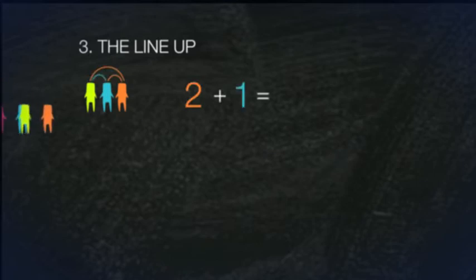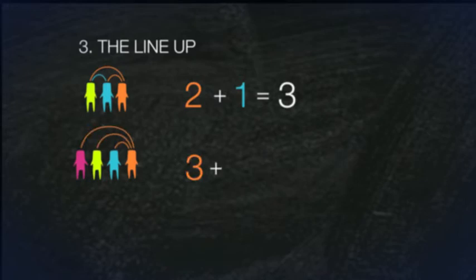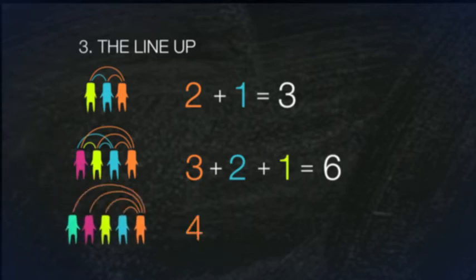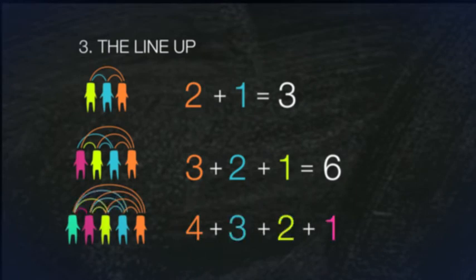Using the third modality, the lineup, we can generalize. For 3 people, 2 plus 1 equals 3 handshakes. For 4 people, 3 plus 2 plus 1 equals 6 handshakes. Notice how the person at the end won't be shaking his or her own hand. For 5 people in a lineup, 4 plus 3 plus 2 plus 1 equals 10 handshakes.